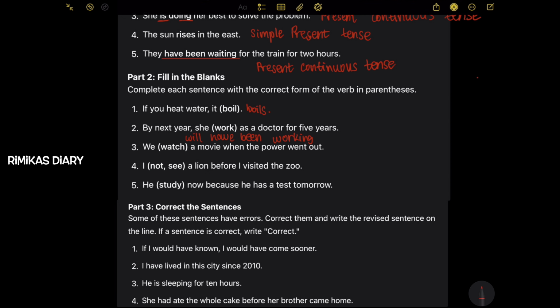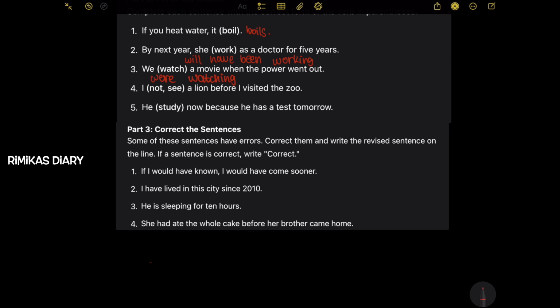We watched a movie when the power went out. We were watching a movie when the power went out. Fourth one: I not see a lion before I visited the zoo. So I have not seen a lion before I visited the zoo. He's studying now because he has a test tomorrow. He is studying now because he has a test tomorrow.